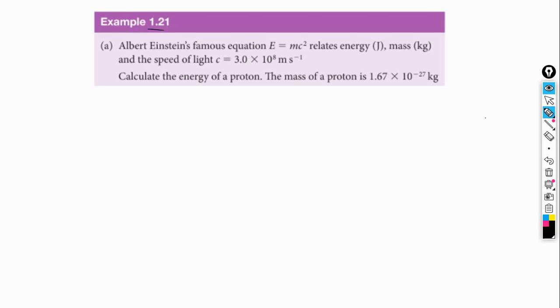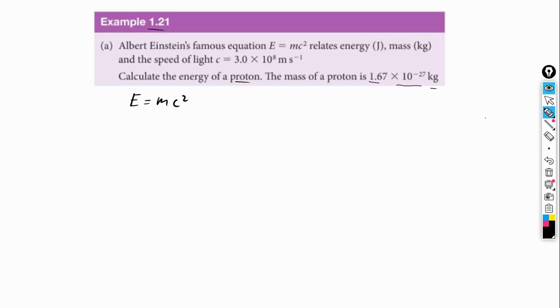So next we will do example 1.21. Part A says, Albert Einstein's famous equation, E equals mc squared, relates energy in joules, mass in kilograms, and the speed of light, c, which is equal to 3.0 times 10 to the 8 meters per second. Then it says, calculate the energy of a proton, and the mass of a proton is 1.67 times 10 to the power of negative 27 kilograms.